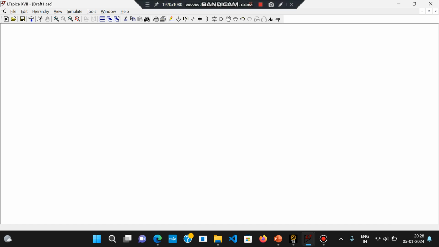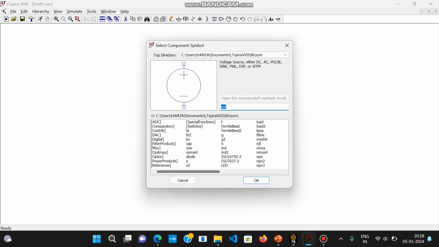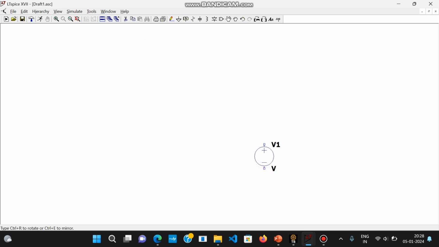So now let's place our required components from here. First we will place the voltage source. Okay, press the escape, then the capacitors in order to make the compensation circuit. This is for the transmitter side, and here we are going to place it for the receiver side.